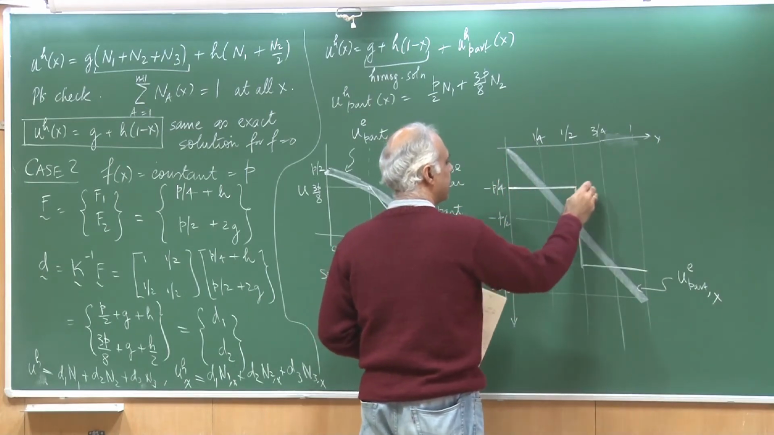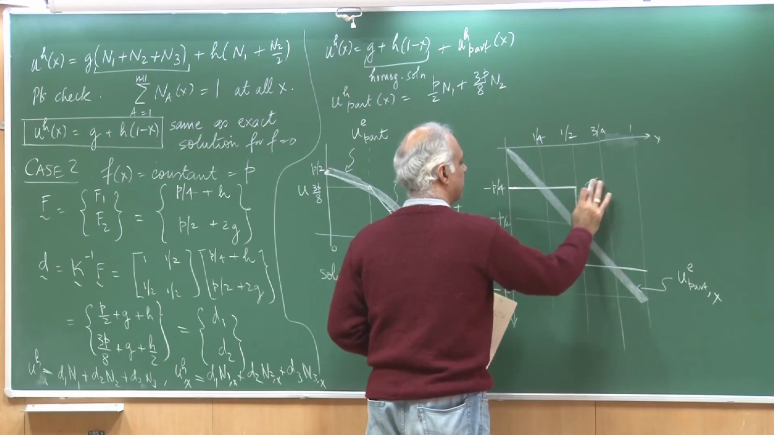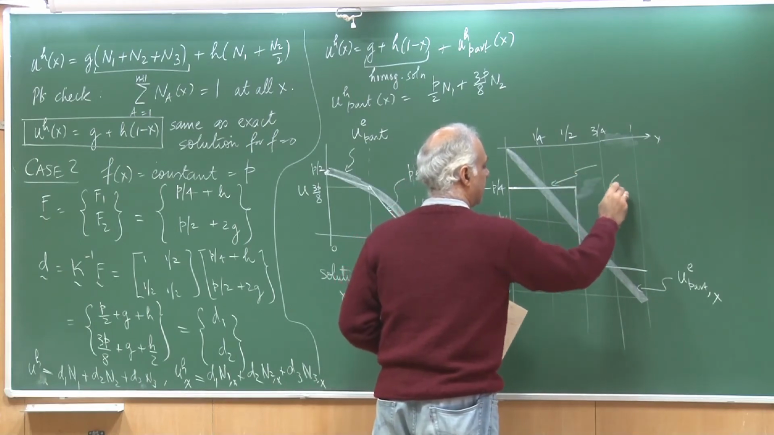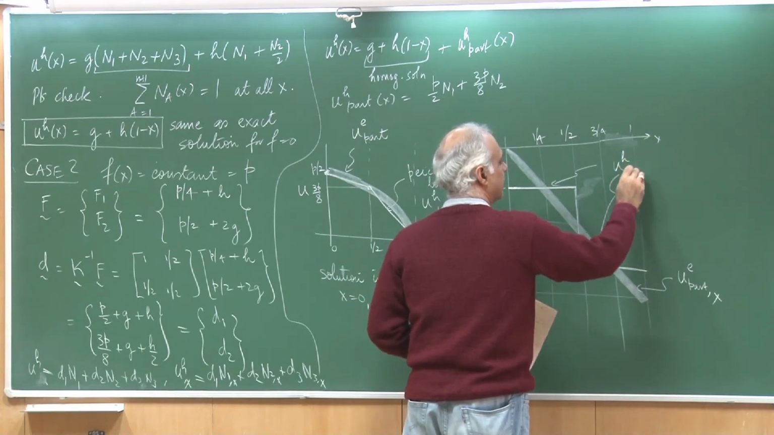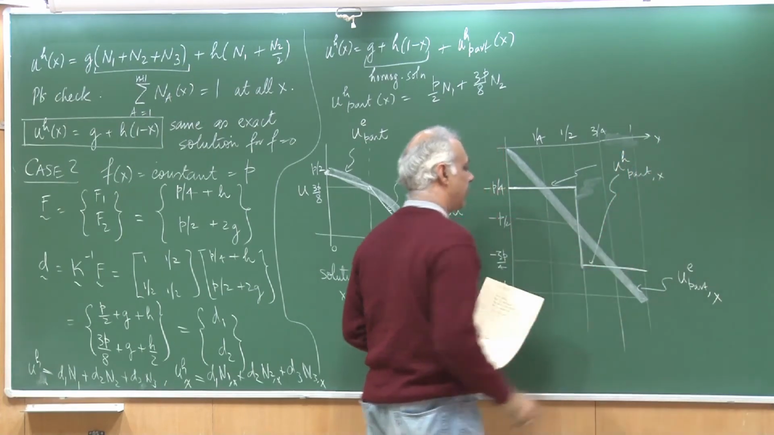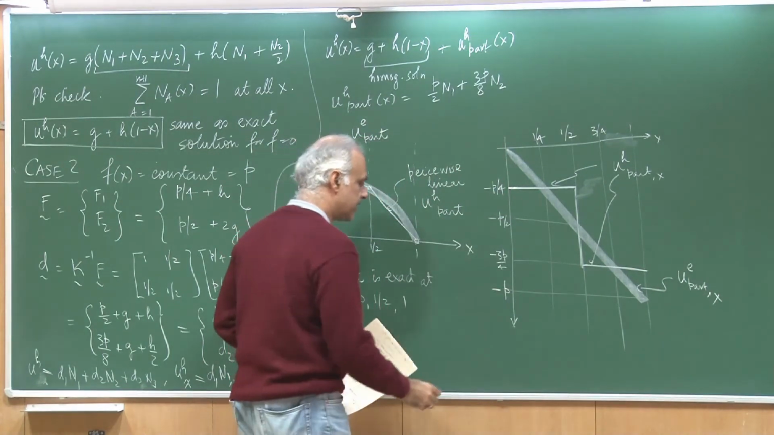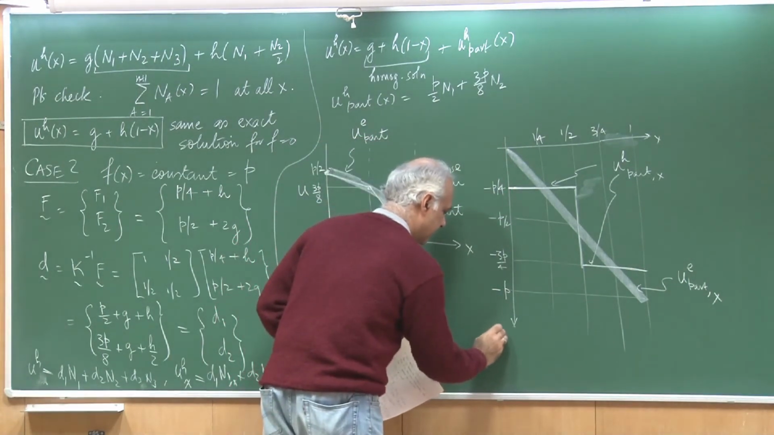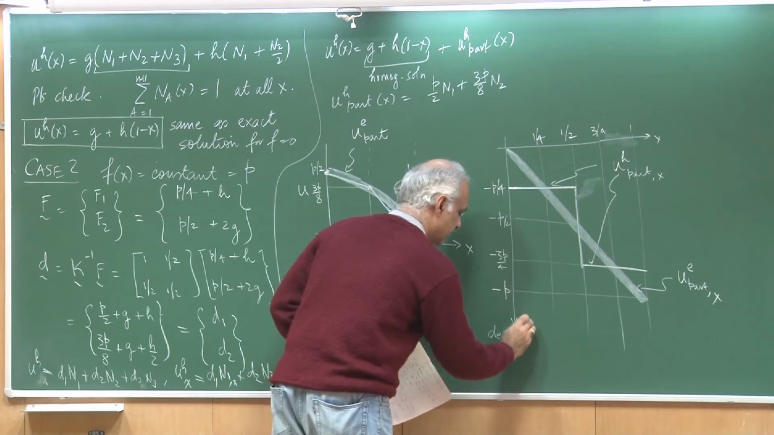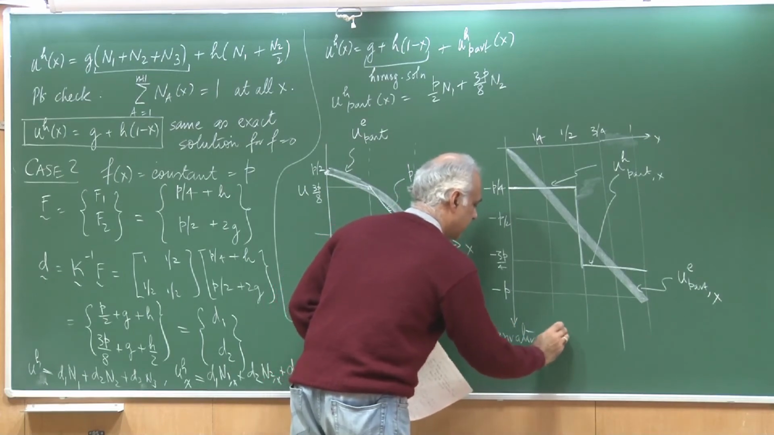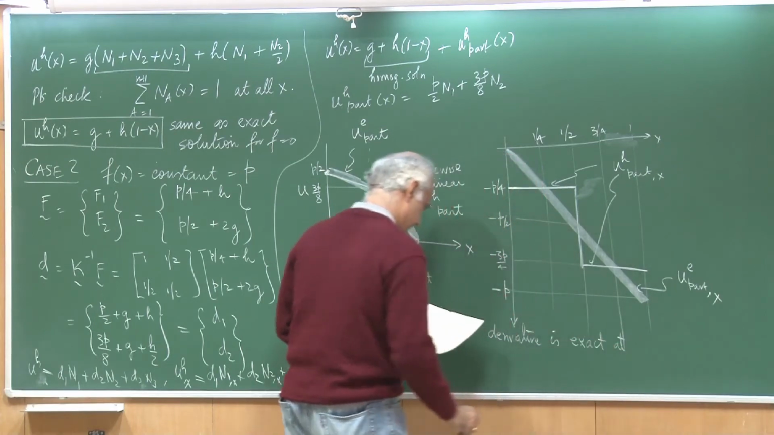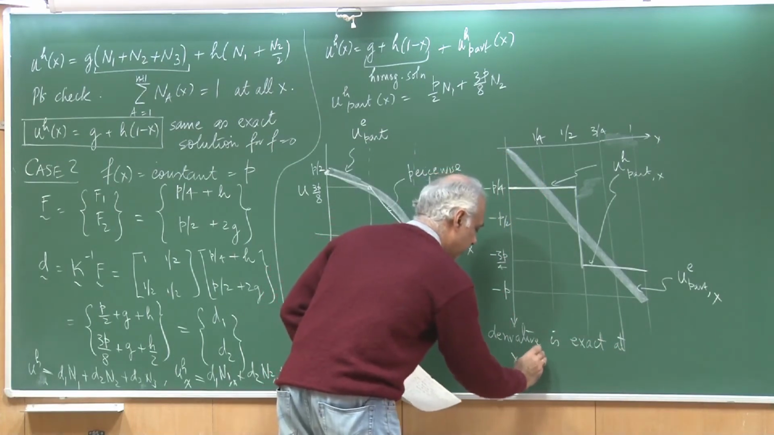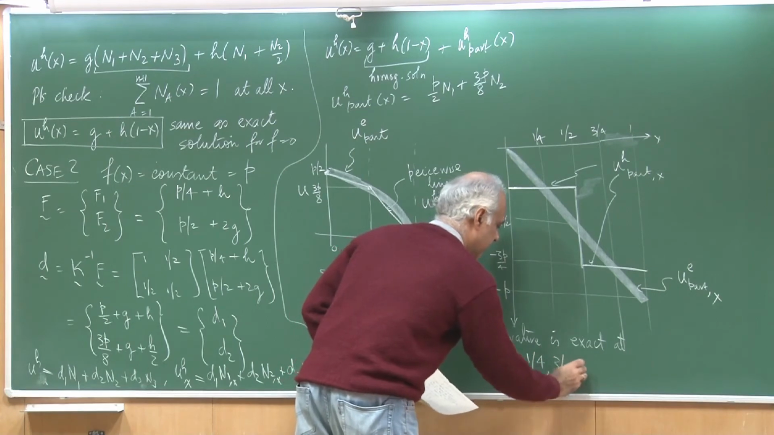So, this over here is u_h particular comma x. I will just write here that the derivative is exact at x equal to 1/4 and 3/4.